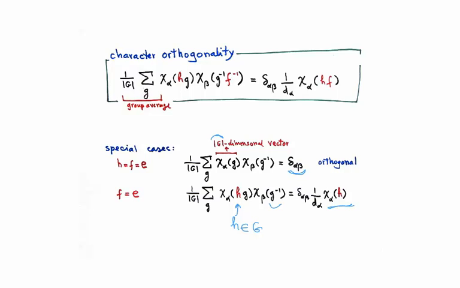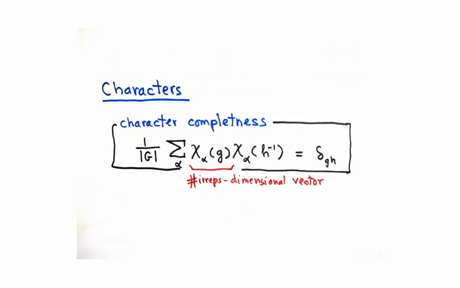So far we have discussed orthogonality of characters, and we thought of them as vectors in a space whose dimension is the dimension or order of the group. But there is also the character completeness relation. It says that if you take characters of two elements, G and H inverse, and we sum them over all irreducible representations, so over alpha, so now we think of this as a vector whose dimension is the number of irreducible representations. These two vectors are orthogonal unless G equals the inverse of H inverse. So that's called character completeness.